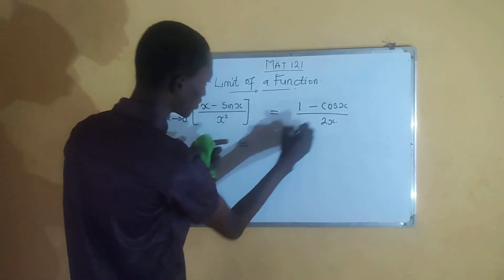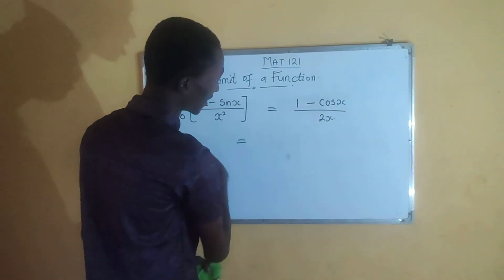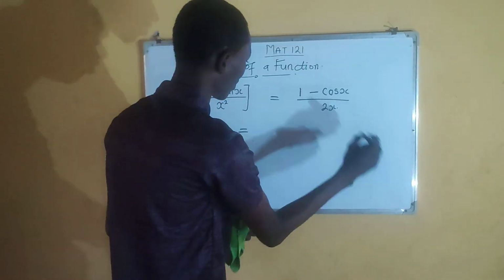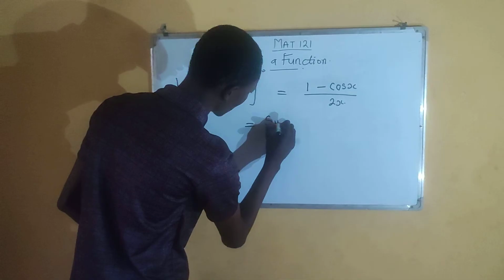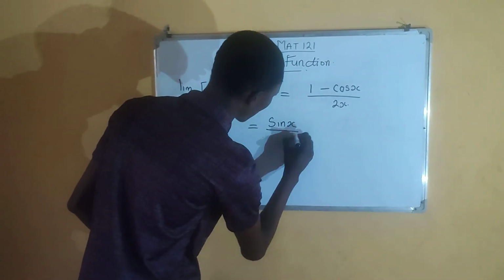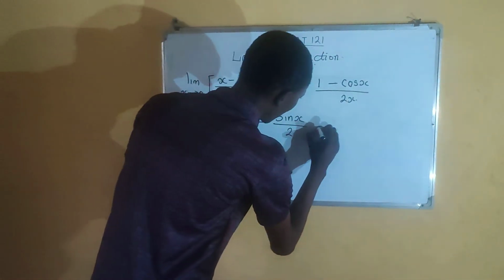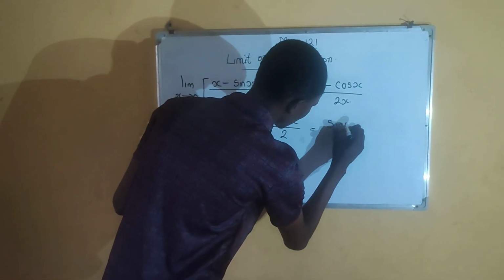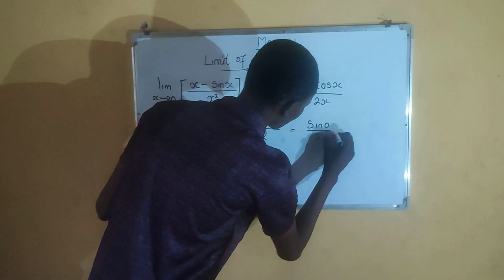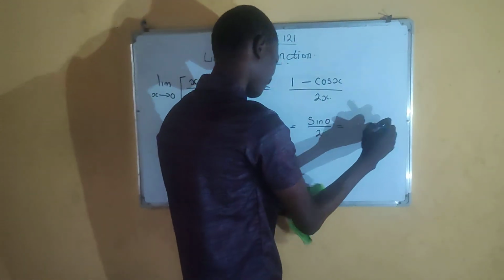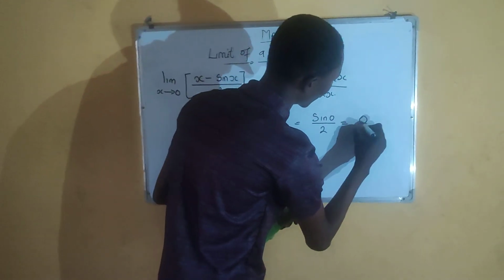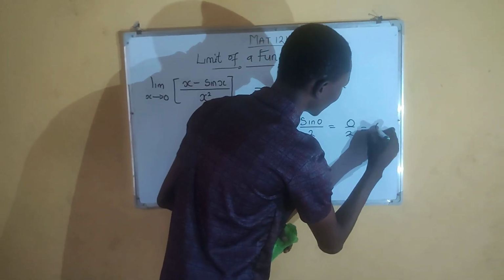So when you differentiate this whole function again, when you differentiate 1, you have 0. And when you differentiate minus cos x, you have sine x. So for this, you have sine x all over 2. So now you can put 0 into this, so that you say sine 0 all over 2. And sine 0 is equal to 0 all over 2. And the final answer is 0.